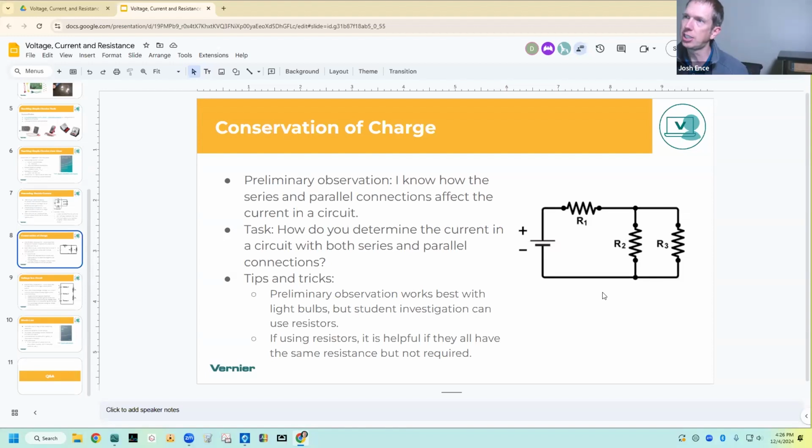And that's just because it's really obvious when R2 and R3 are half of R1. It makes it easy to see, oh, I've got all this current going through R1, and then it splits up equally between R2 and R3. The really quick students will realize that even if R2 and R3 are different, the sum of those currents still adds up to the current through R1. But when the resistors are the same, it's pretty obvious.